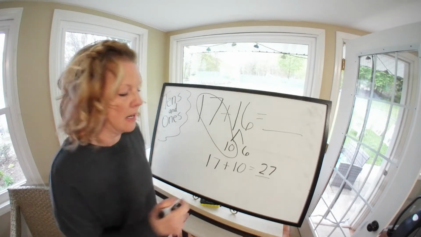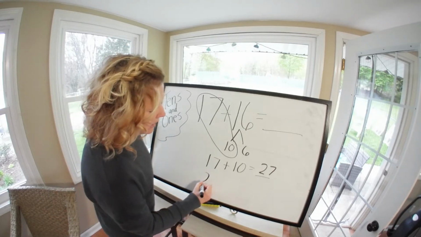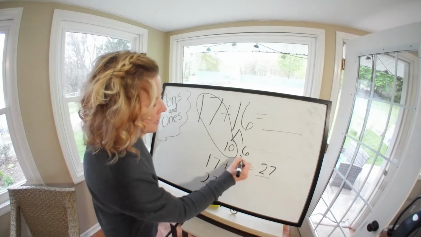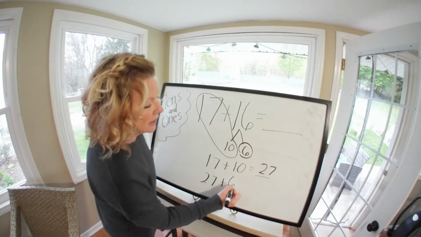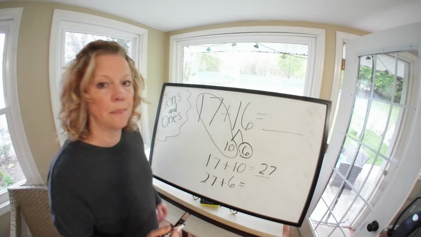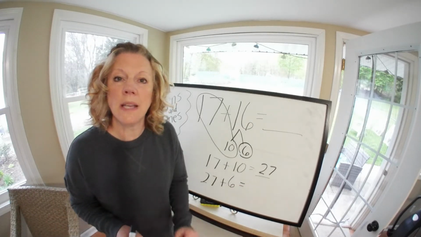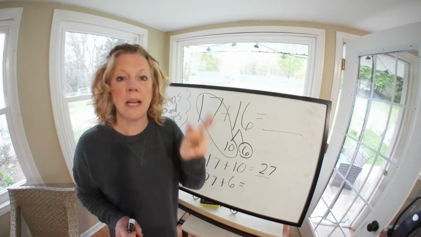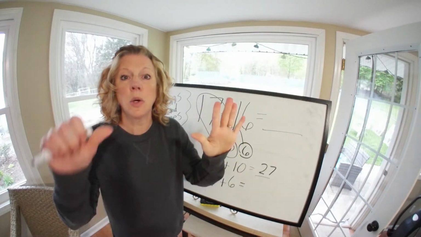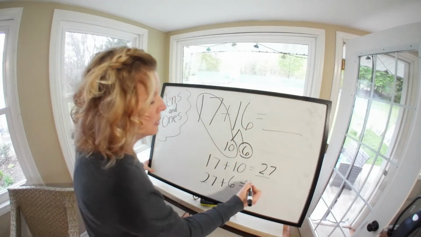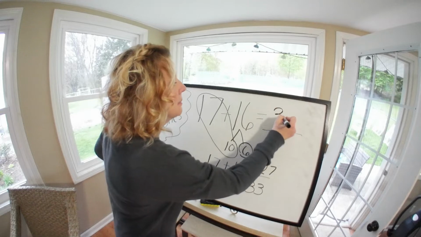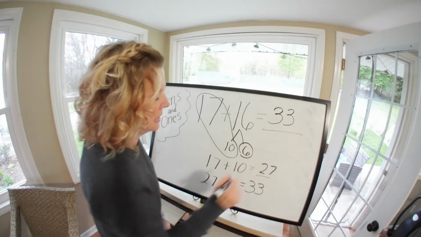But I don't stop there. Now I have to take my 27, add it to the number I didn't use, which is 6, and come up with my answer. So I'm going to punch 27 and count up 6. I've got 27, 28, 29, 30, 31, 32, 33. So I'm pretty sure my number is 33. I'm pretty sure the sum of this problem is 33.